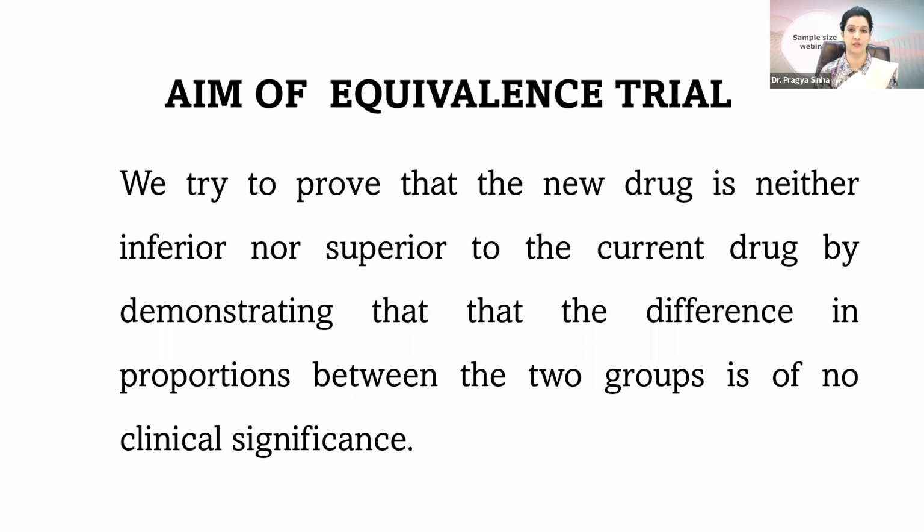Now we come to the equivalence trial. So what is an equivalence trial? The combination of superiority and inferiority, we call it equivalence. So we try to prove that the drug is neither inferior nor superior to the current drug by demonstrating that the difference in proportion in the two groups is of no clinical significance. We do this also whenever we want other things into play, like less cost, more acceptability to the community, less dosing schedule, less side effects, etc. For those things, we do such types of trials, the non-inferiority and the equivalence trial.